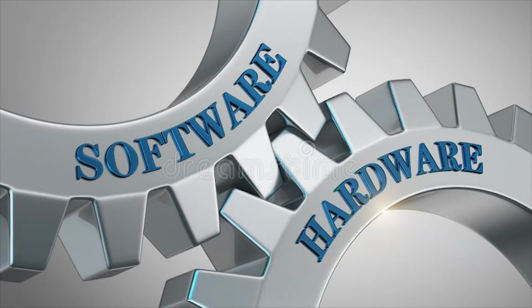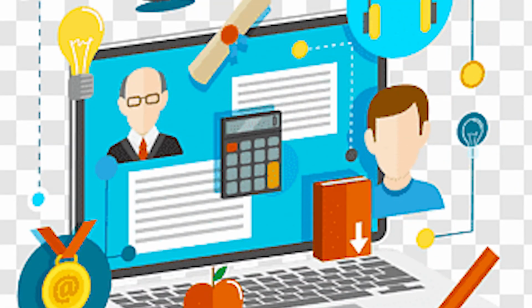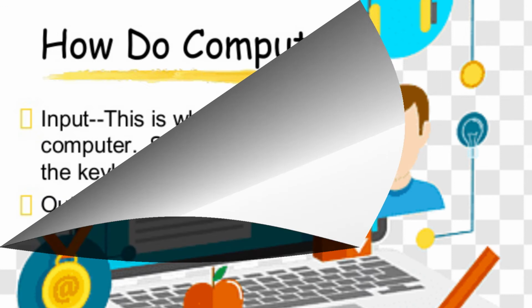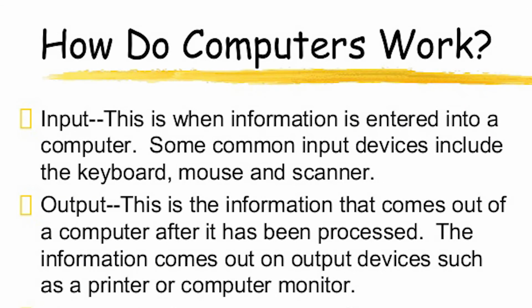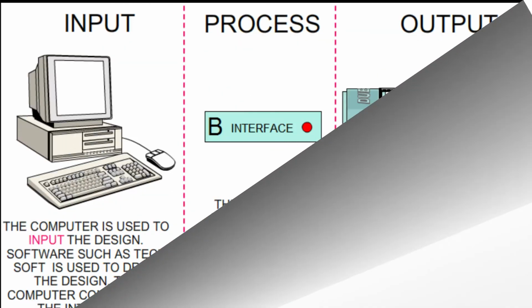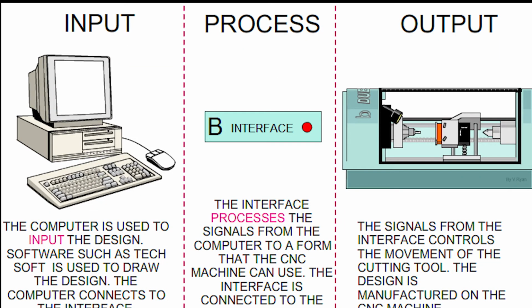The next we are going to see is about how does a computer work. For everything we do in our life, there is some process. As the same in a computer, there are three processes. How does a computer work? The first is input, the second is process, and the third is output. Let's go deeply into the topics like input, process, and output.